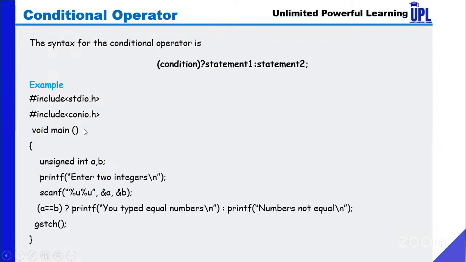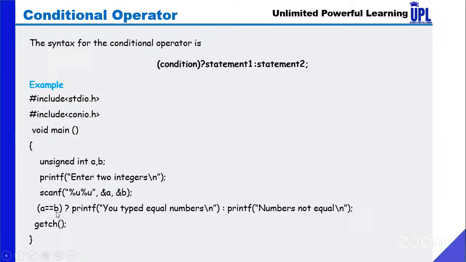So if you look at this example now, U means unsigned integer. Slowly we are coming up with these other things. Unsigned means there is no negative number. If you give unsigned int a, b, enter the two integers a and b, two values we have taken.